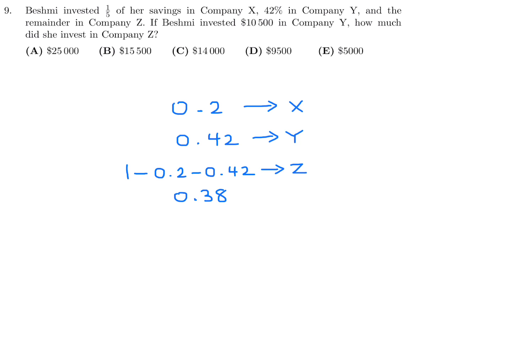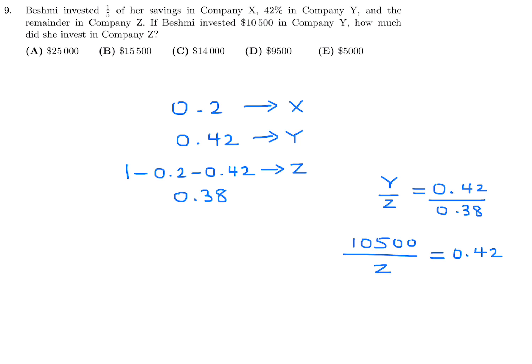And then they're asking you, how much did she invest in company Z in terms of a dollar amount? Well, Y over Z in terms of the ratios is 0.42 over 0.38, right? And Y, they give you a dollar amount, say 10,500. So there we go. Over Z is 0.42 over 0.38, like this. And then solving, cross multiply, and you get Z is equal to 9,500. So number 9, the answer is D.